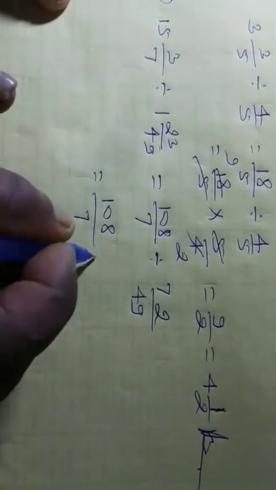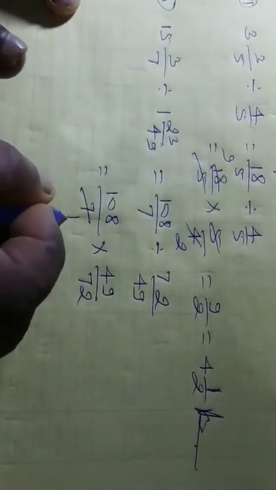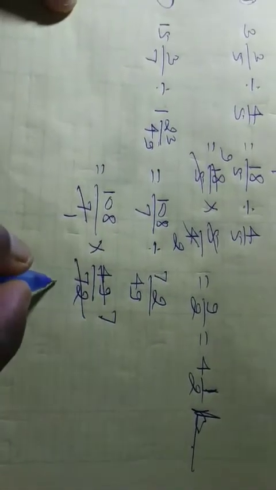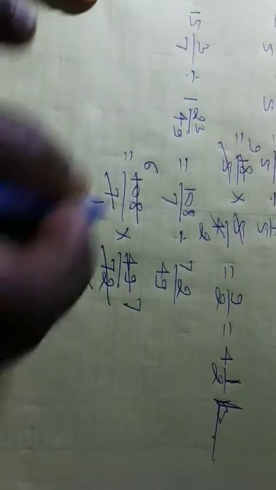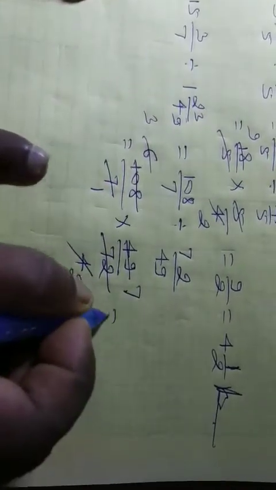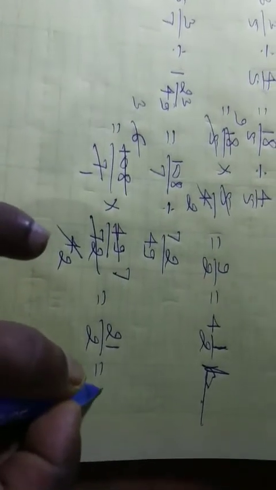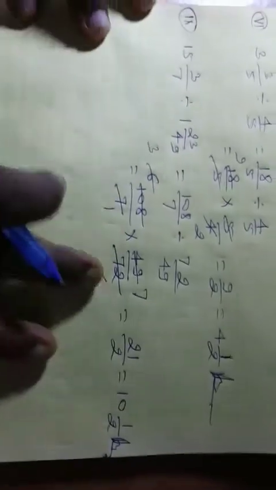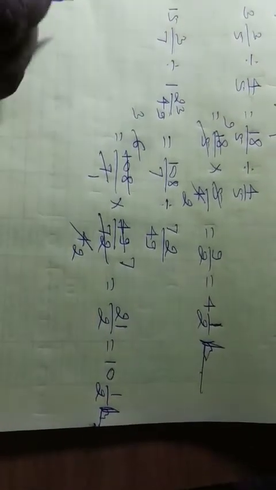108 by 7 multiplied by 49 by 72. 7 ones are 7, 7 sevens are 49. 18 fours are 72 and 18 sixes are 108. 2 twos are 4, 2 threes are 6. So the answer is 3 sevens are 21 by 2. Therefore 10 whole 1 by 2, answer.